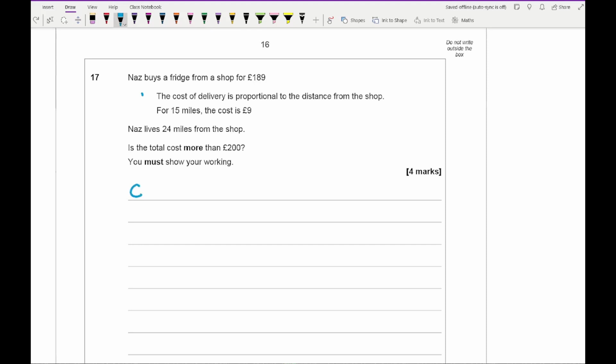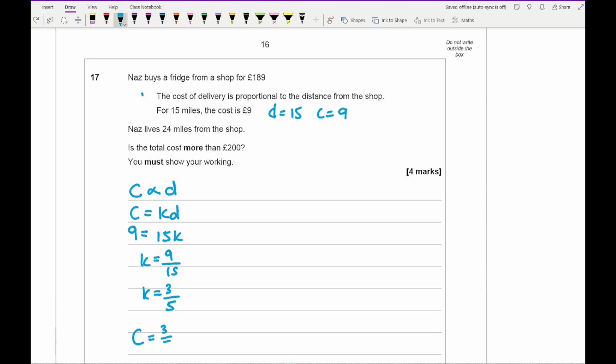So we know that the cost, which I'm just going to call C, is proportional to the distance. So from this direct proportion, we can replace the proportional symbol with equals k, and then we substitute the numbers in. So here I know when D equals 15, C equals 9. So substituting those numbers in, I get 9 equals 15k. So then k equals 9 over 15. So k equals, if I simplify that, dividing both numbers by 3, 3 over 5. So therefore the formula is going to be C equals 3/5 D.